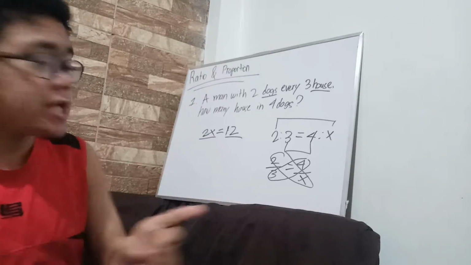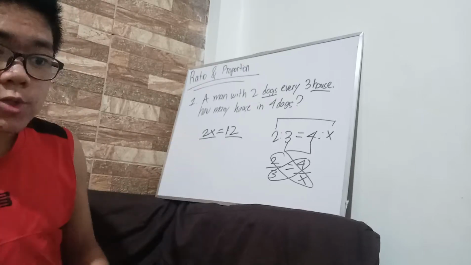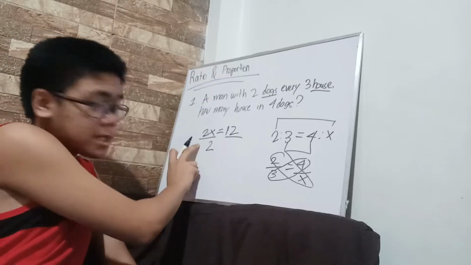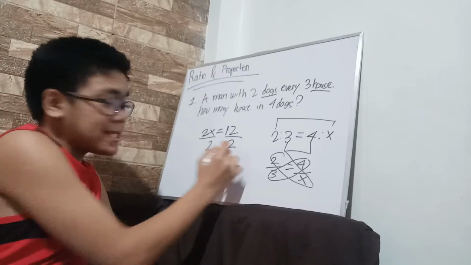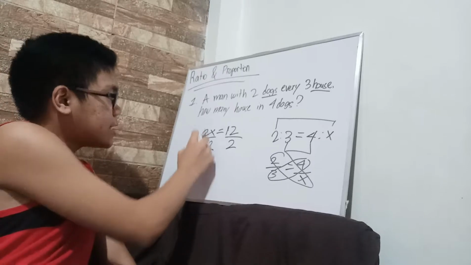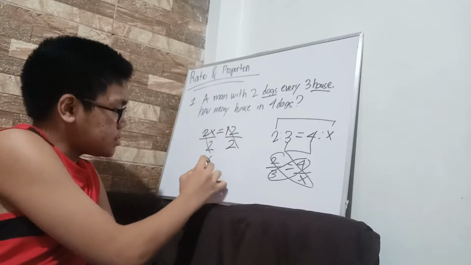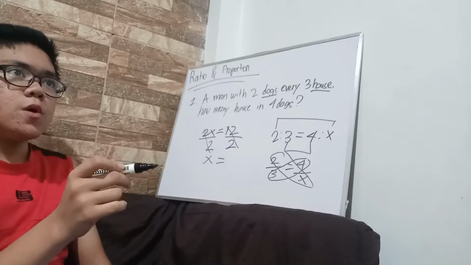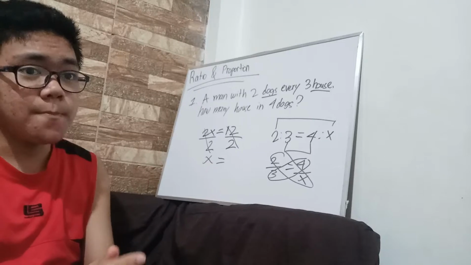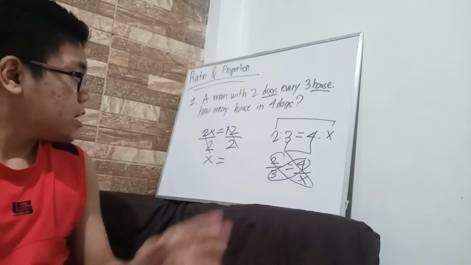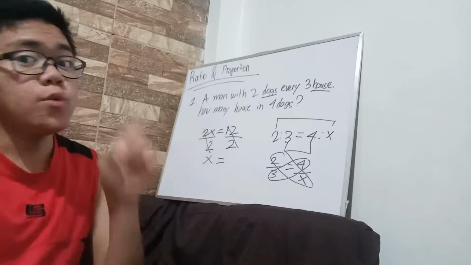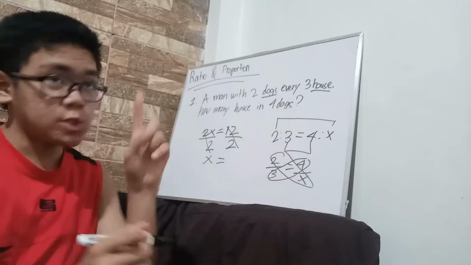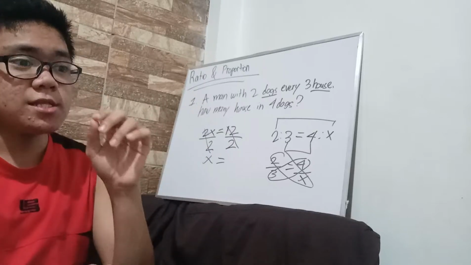So, para maging x lang siya, kailangan mo tanggalin yung 2. So, i-divide mo siya sa 2. Pag dinivide mo siya sa 2, i-divide mo rin ito sa 2. Kailangan pareha sila dito. So, cancel niya. Okay? 2 divided by 2 is 1. Sabihin niyo, 1x. Pag walang number, ang 1x is equivalent to x. So, that 1 will be ignored.